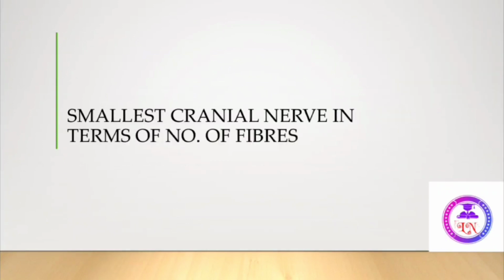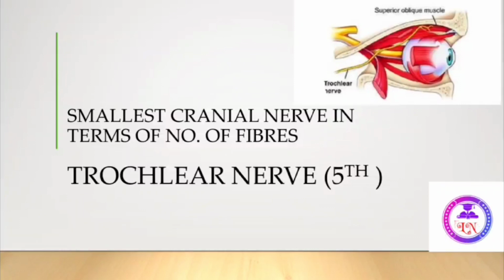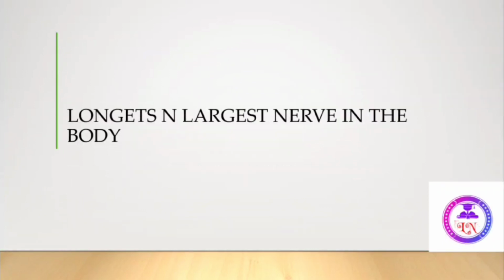Now coming to the smallest cranial nerve in terms of the number of the fibers. सबसे छोटी nerve in terms of number of the fibers कौन सी है? Trochlear nerve. That is the 4th cranial nerve. That is a trochlear nerve.